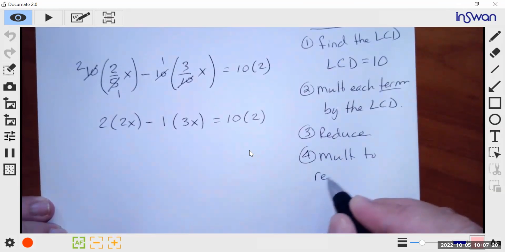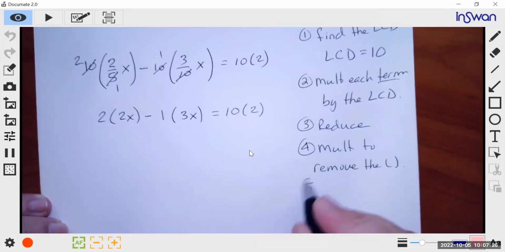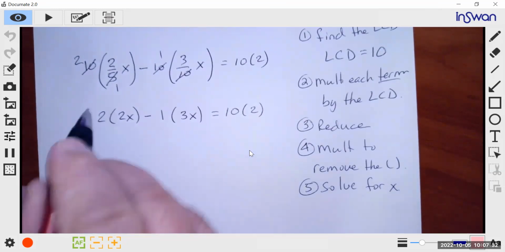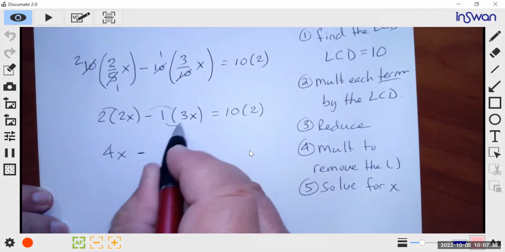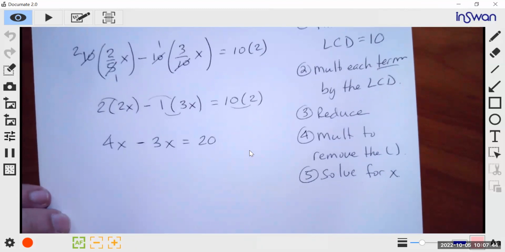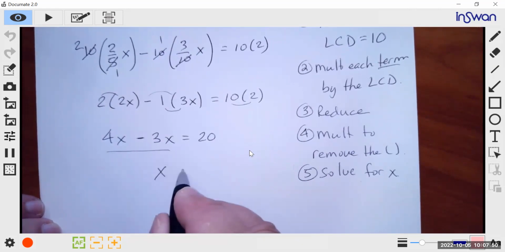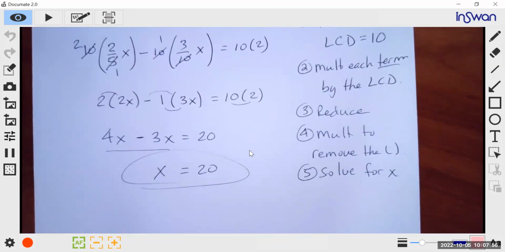Multiply to remove the parentheses, and then solve for x. So 2 times 2 is 4. Negative times positive is negative. 1 times 3 is 3. 10 times 2 is 20. Now solve for x. 4 minus 3 is 1. And there's your answer. That always works. I don't care what the equation looks like. If you have fractions and an equal sign, get rid of the fractions.